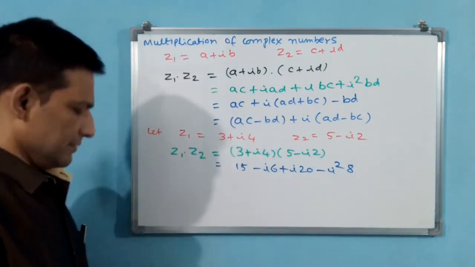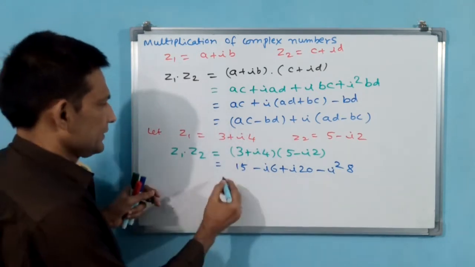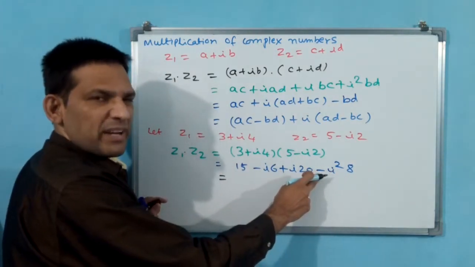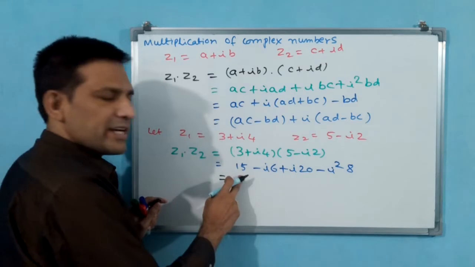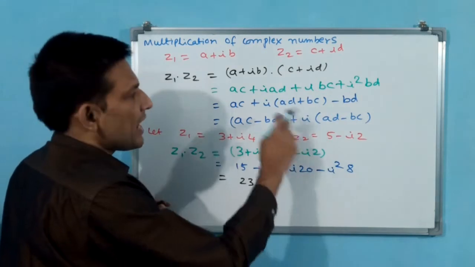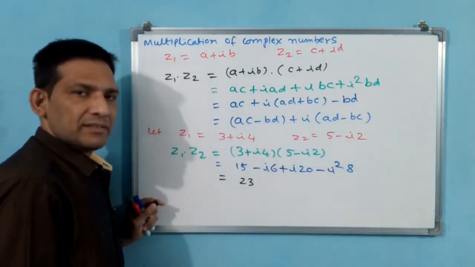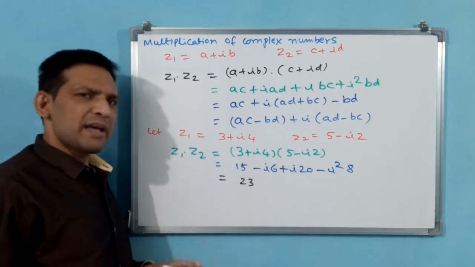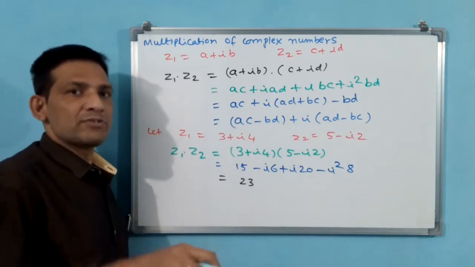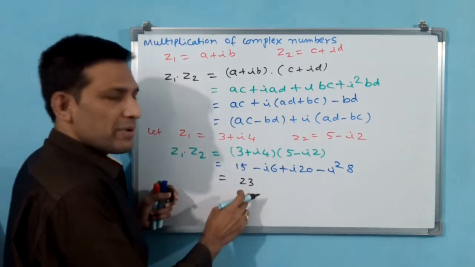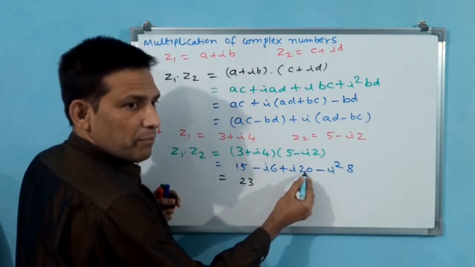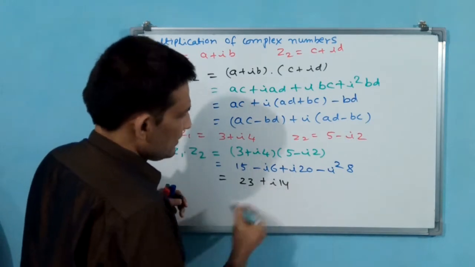Now you convert this. You see, i square means minus 1. Minus 1 into minus is plus 1. Plus 1 into 8, plus 8. 8 plus 15, 23. Real numbers you are adding, 23. Why? Because after multiplication of i with i, it becomes a real number. Until separate, i is an imaginary number, the imaginary part. But when you multiply with another i, i square is equal to minus 1, that is a real number. Now a real number has come. Minus 6 plus 20 is 14, plus i14. This will be the final result.